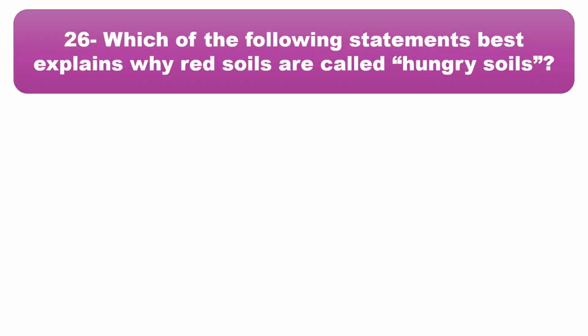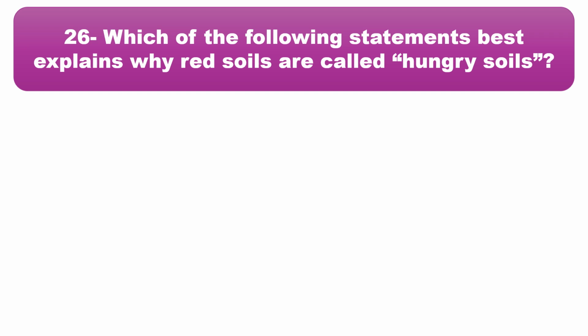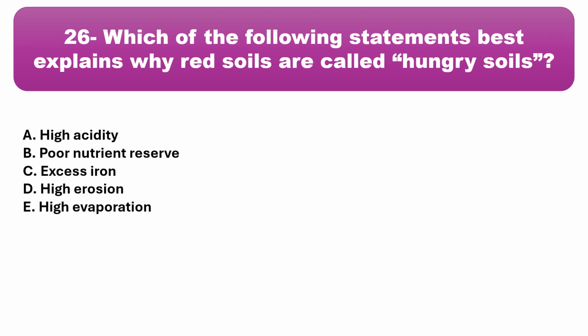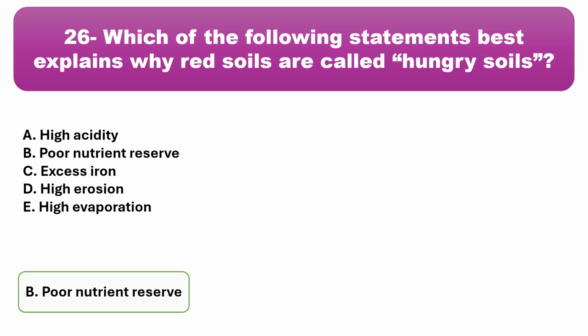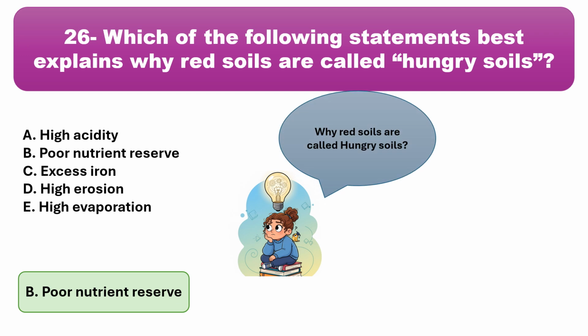Next question: which of the following statements best explain why red soils are called hungry soils? The correct answer here is due to poor nutrient reserve. Red soils are called hungry soils because they are deficient in nitrogen and phosphorus, and they have poor content of organic matter, and they are also low in humus content. Although they contain iron, which gives red color, they lack essential plant nutrients required for sustained plant growth.